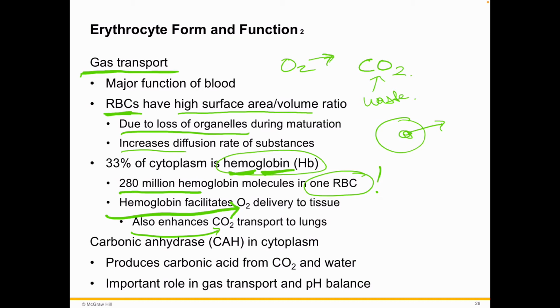It also has enzymes such as carbonic anhydrase, or CAH, in the cytoplasm. It produces carbonic acid from the CO2 and water, which is primarily the function of this enzyme. And so what that does is it allows us to transport degraded carbon molecules a little bit easier, and it also helps to buffer the pH.